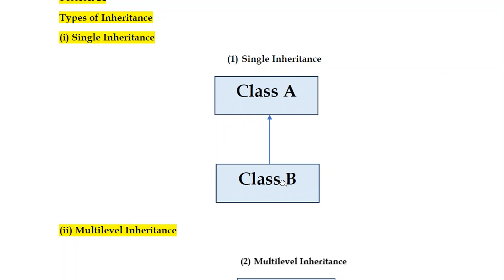Class B is called the child class or derived class, or in Java the special name is subclass. So subclass class B inherits the properties of class A, that is a parent class or super class or base class, all are the same meaning. Class B inherits the properties of class A, that is, the subclass inherits the properties of the superclass by the keyword extends. So one superclass and one subclass, or one parent class and one child class. The child class inherits the properties of the parent class. It is called single inheritance.